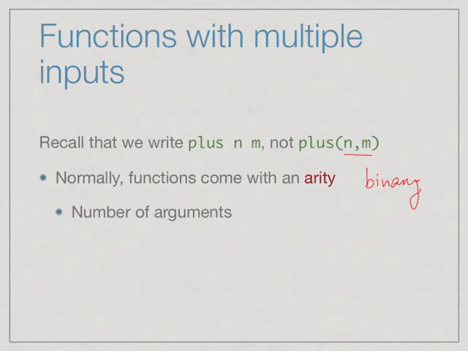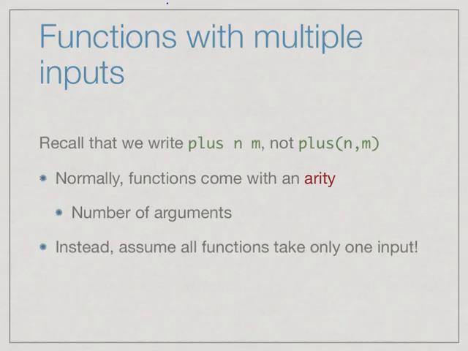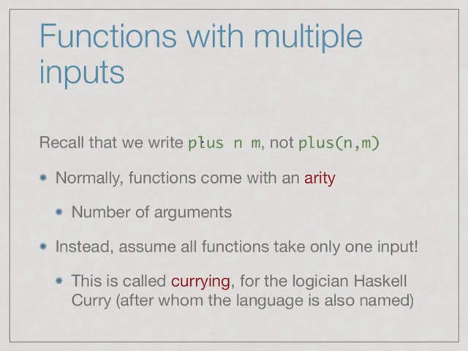Now a radical departure from this is to assume that all functions take only one input, and this is the principle behind the notation that we have been using, and we will see in a minute how it works. Just as a piece of terminology, this style of writing functions where every function is a function of only one argument is called currying.